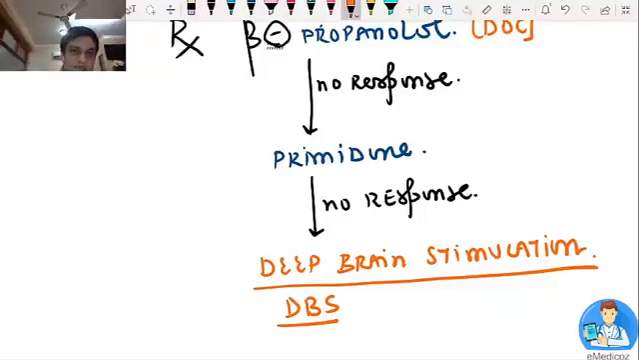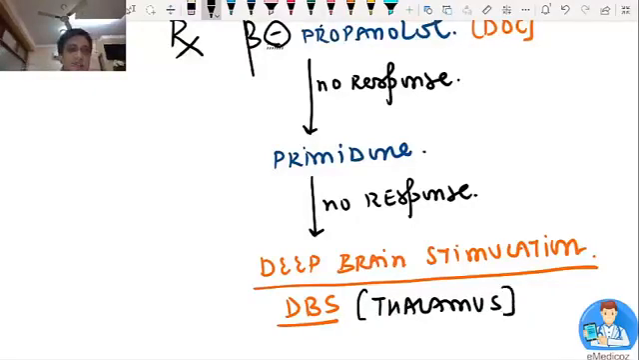Now, deep brain stimulation of an area. Now, need not go into details for this, just remember the thalamus word. So, thalamus is the area that is targeted for these patients. Yeah, the deep brain stimulation.